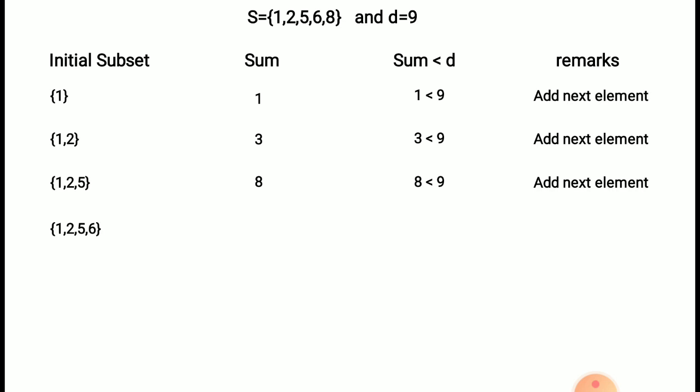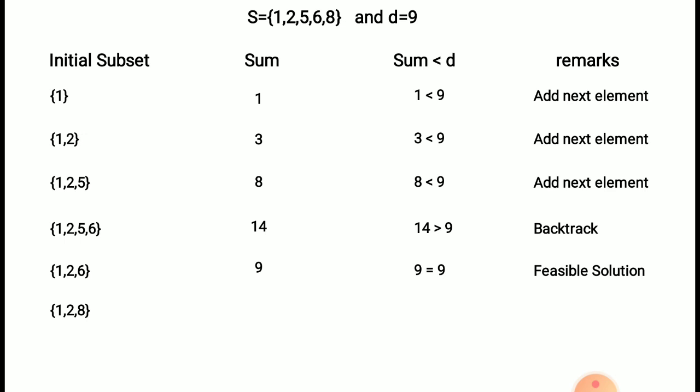The next element is 6, so 8 plus 6 is 14, but 14 is greater than 9. So we need to go for backtracking. In the backtracking, let us remove the element 5 first. And 1 plus 2 plus 6 will give the value 9. So 9 is equal to 9. We got the solution. We may have more than one solution for the same problem because here our intention is to find the subset values. So for the same set we may have a number of subsets.